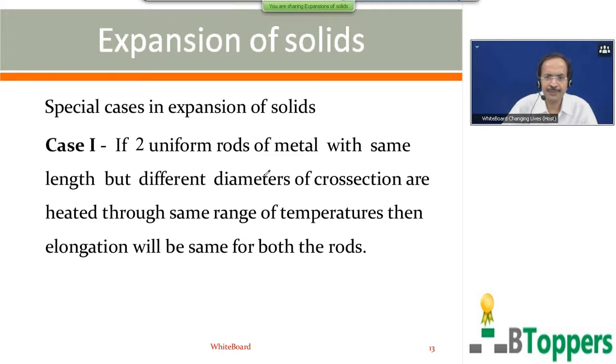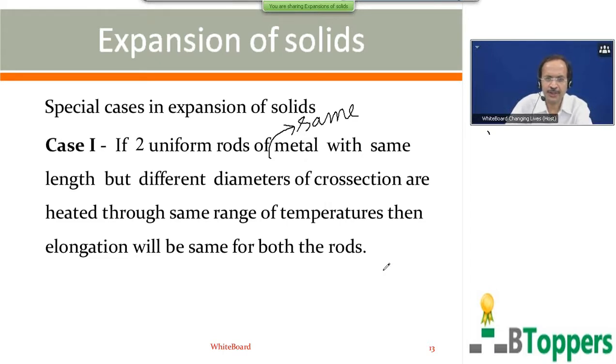Two uniform rods of the same metal with the same length but different diameters of cross section are heated through the same range of temperatures, then the elongation will be the same for both the rods. This is the conclusion I have discussed just now. So those who want to write the notes, please take a pause and write the notes.